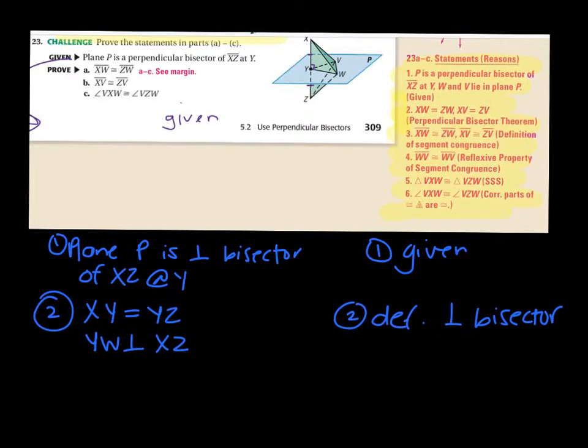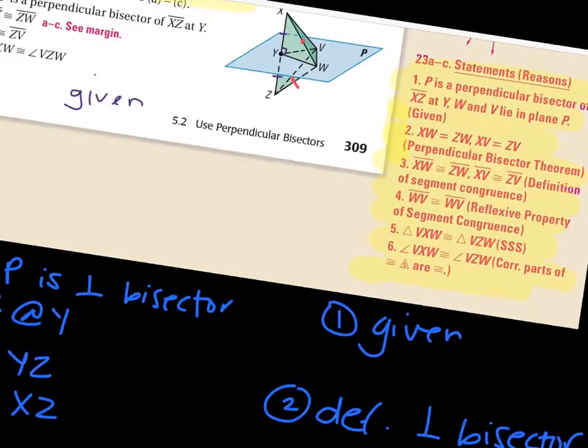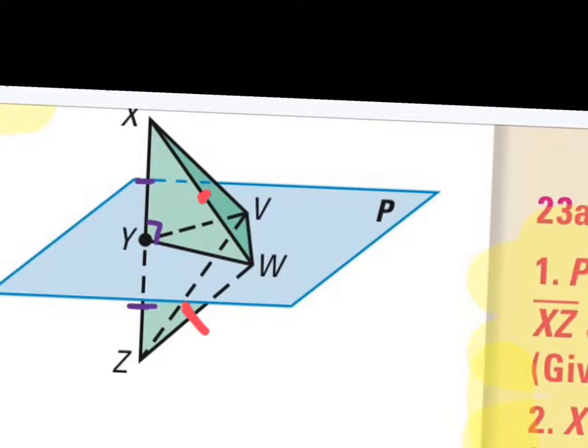Okay, so I'm trying to get the A is that XW, which is this segment, is congruent to ZW, which is this segment. So let me zoom in a little bit so that you can get an idea of what you're looking for. Because we just came off of congruent triangles, I would assume it's trying to get you to go that way. If that's the case, I already have that XY is congruent to YZ, right?